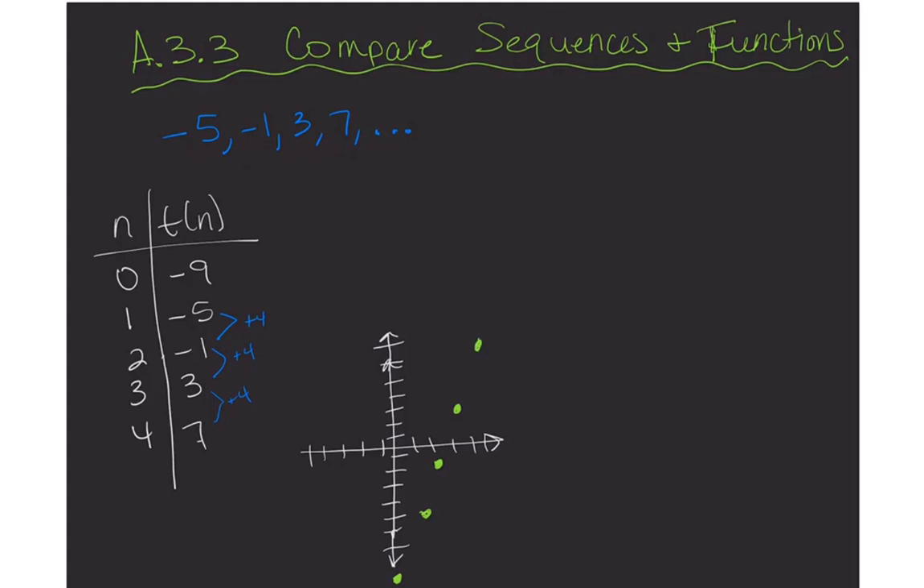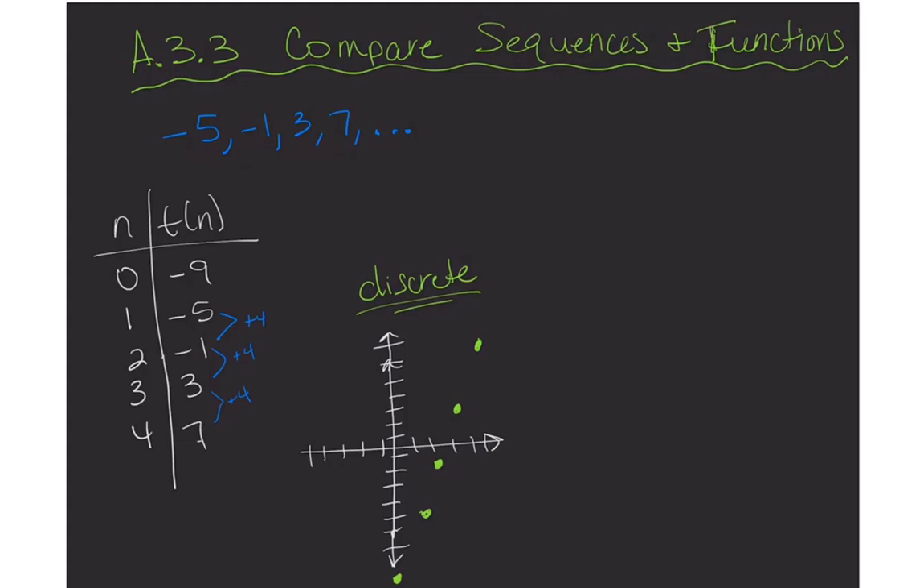Since it's a sequence, we know that it is discrete. Sequences are discrete, which means that we're not going to connect our dots. Our dots are going to be independent. And then now we can talk about coming up with our equations.